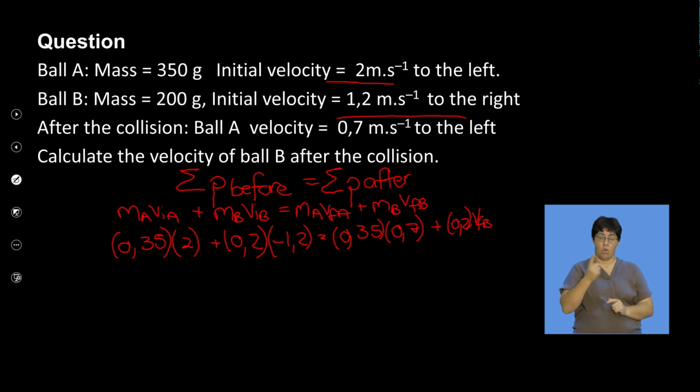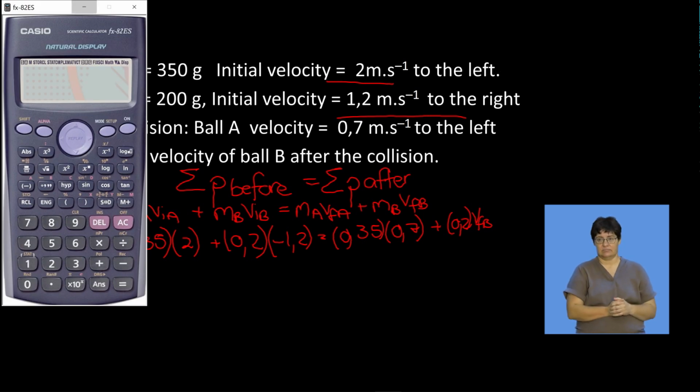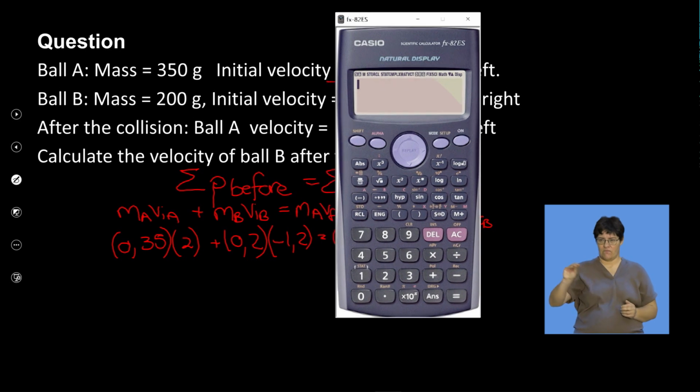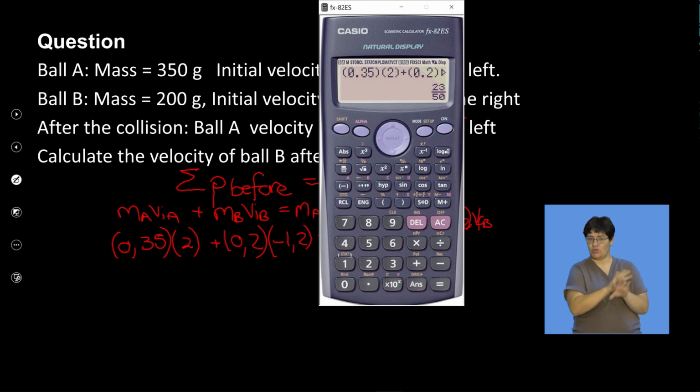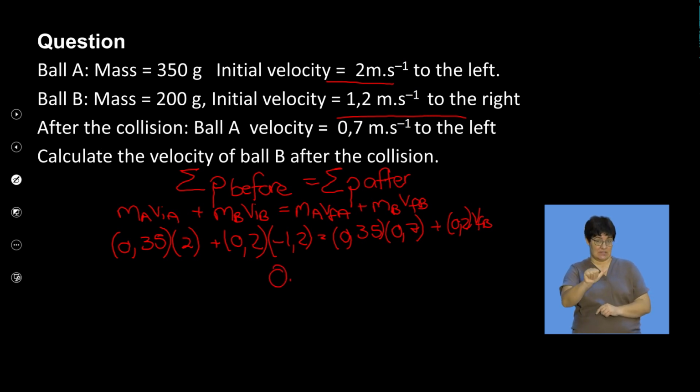I'm going to solve the left-hand side first, so I'm going to need the calculator because, well, it's important. So let me put it over here so I can see what the sum is. So I'm going to go 0.35, there's my other bracket, times 2. Then I'm going to add to it 0.2, and that is times by minus 1.2. And what do I get? Fraction, we can't use a fraction. It's positive 0.46. Okay, there you go, I think you can read that.